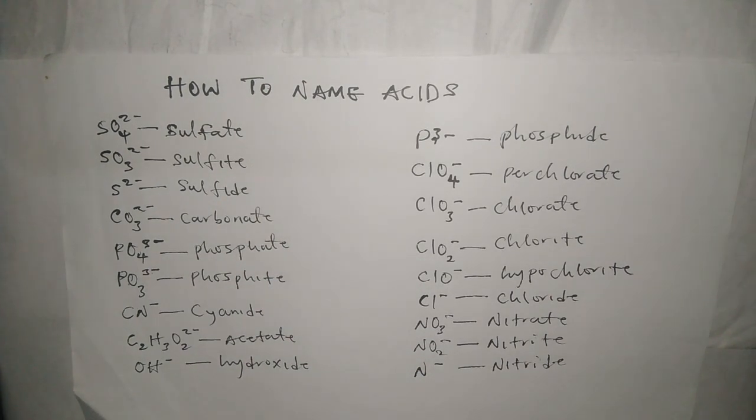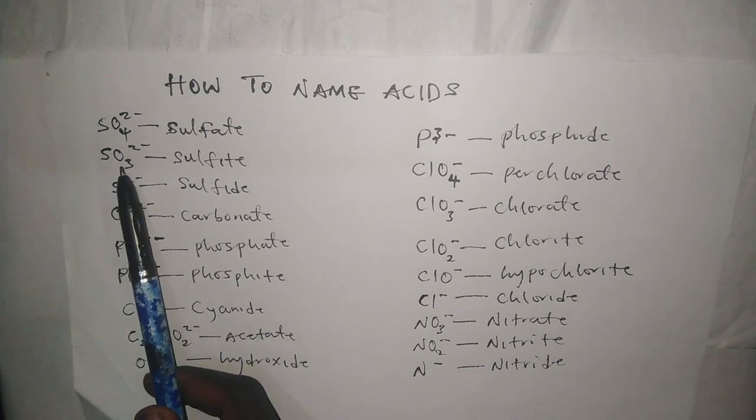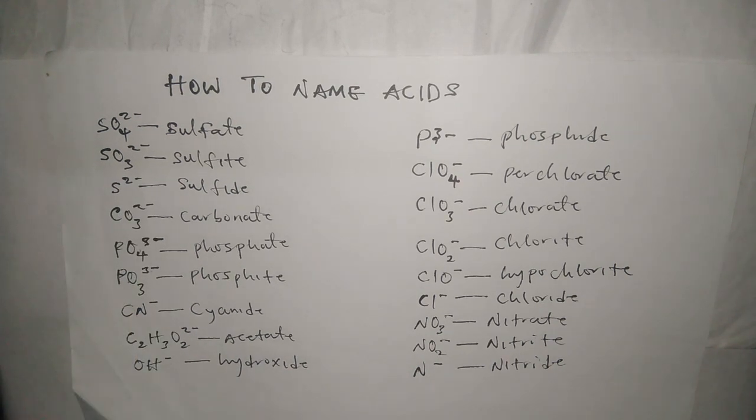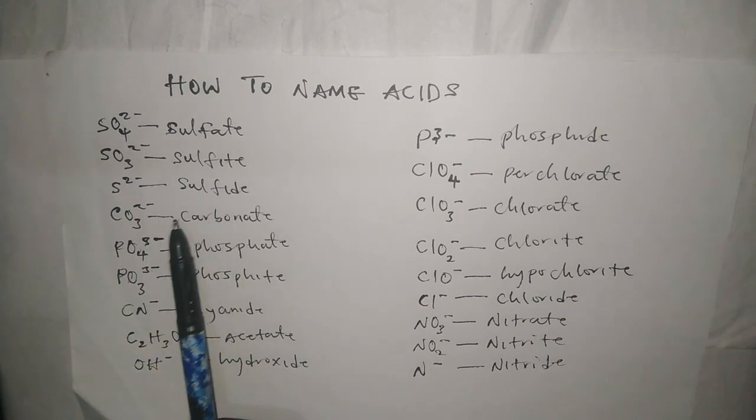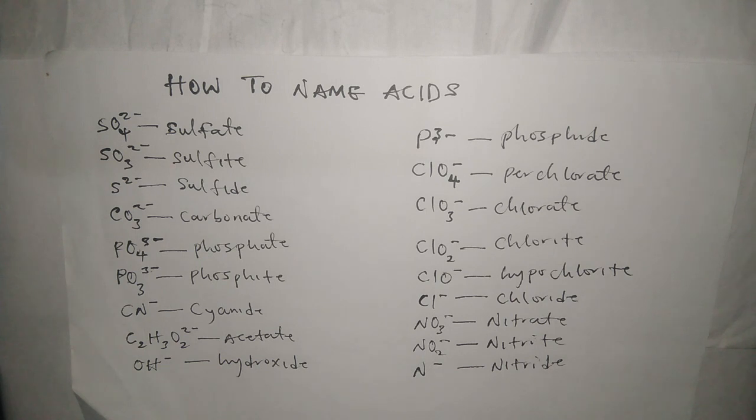Now, if you pay close attention, sulfate has more oxygen than sulfide. Sulfide, the one that ends with IDE, is usually a monoatomic ion. It does not contain oxygen. While sulfite, the one that ends with ITE, has less oxygen compared to sulfate, the one that has more oxygen. So you just need to memorize these polyatomic ions. It will be very helpful when you are dealing with questions like naming acids.